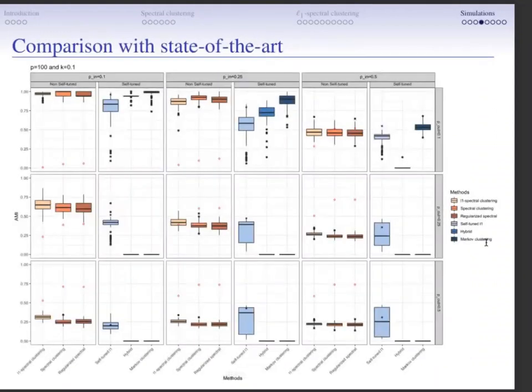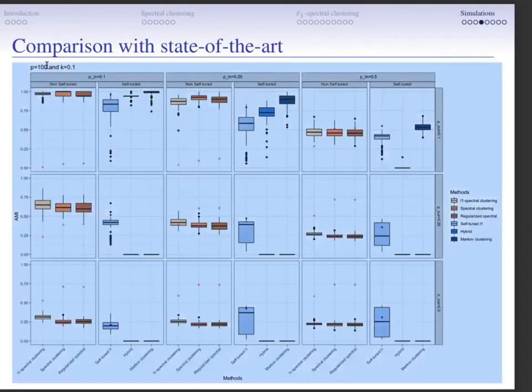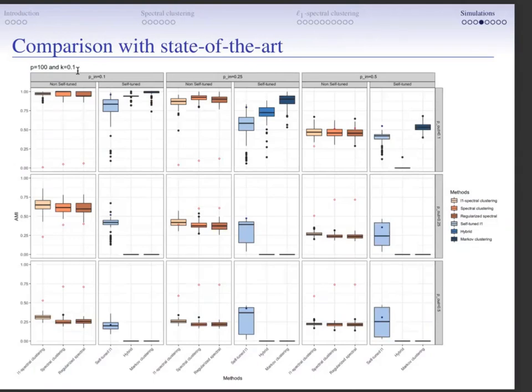Okay, so if we compare with the state of the art, here you can see exactly the same settings that were already explained. You have your perturbations from 0.1 here to 0.5 here. I removed the first line just because 0.01 is too easy. Here you have the results for around 100 nodes and a number of connected components of 10.